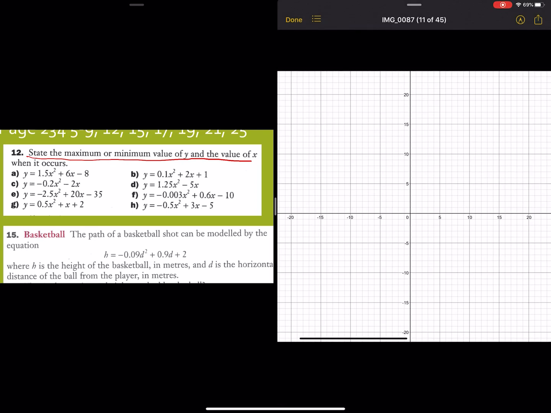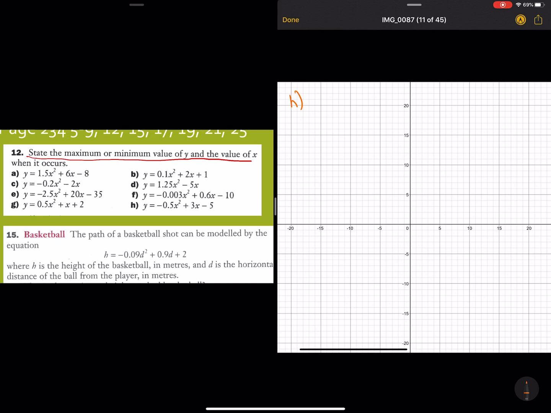Let me try doing another one. And let's do h. Minus 0.5x squared plus 3x minus 5. Take out this minus 0.5, and we're left with x squared.